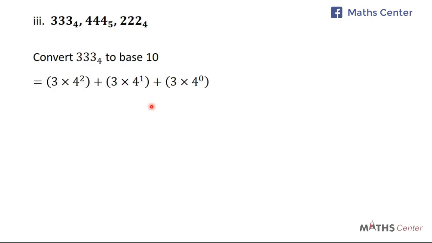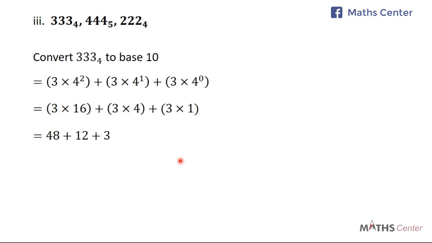So in converting 333 base 4 to base 10, we have 3 times 4 squared plus 3 times 4 exponent 1 plus 3 times 4 exponent 0. That is going to give us 3 times 16 plus 3 times 4 plus 3 times 1. 3 times 16 will give us 48, plus 3 times 4 will give us 12, plus 3 times 1 will give us 3. You add everything here, you are getting 63. So if you convert 333 base 4 to base 10, you are having 63.